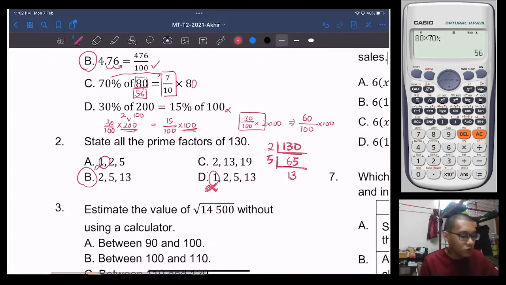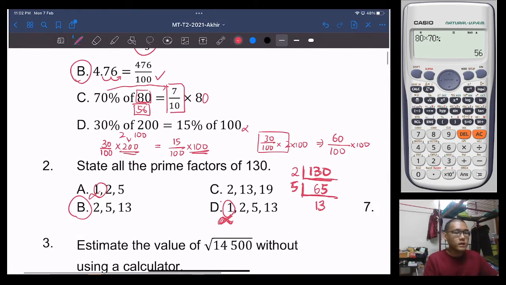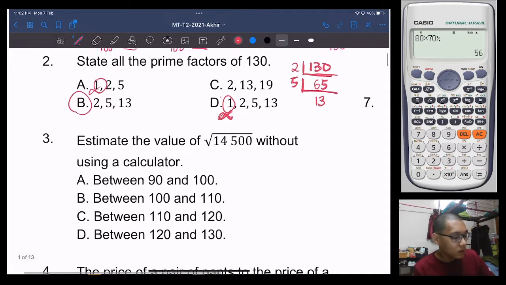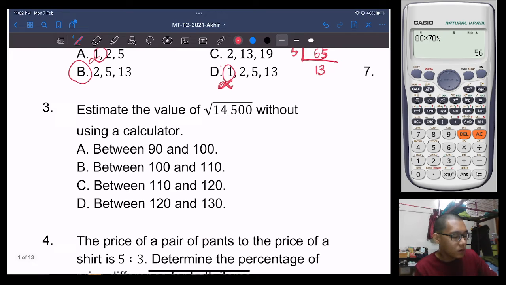So I will try to use full screen, maximize this one. Okay, question 3. We try to estimate the value of this one, without using a calculator. Mostly if they ask you to do it without a calculator, they let you answer in section C. But here, even if you use the calculator, they cannot tell. So you can also try to use it.